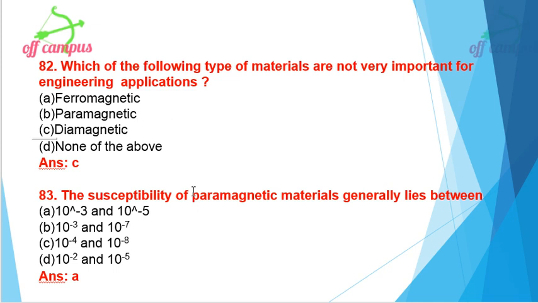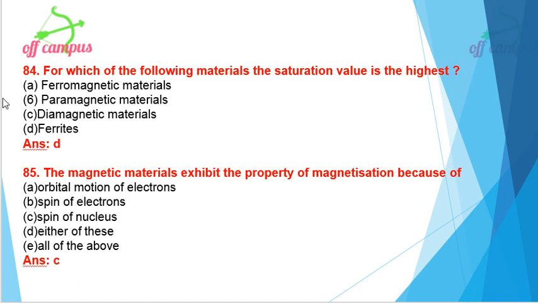The susceptibility of paramagnetic materials generally lies between, four different options are given. It lies between 10 power minus 3 to 10 power minus 5. Option E is the right option. Then, for which of the materials is the saturation value the highest? Four different options are given. Ferrites have the highest saturation value among the given options.